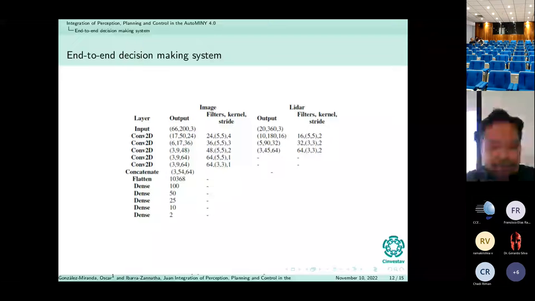Finally, we also explored the end-to-end decision-making architecture. In 2017, NVIDIA's workers proposed a convolutional neural network called PilotNet.